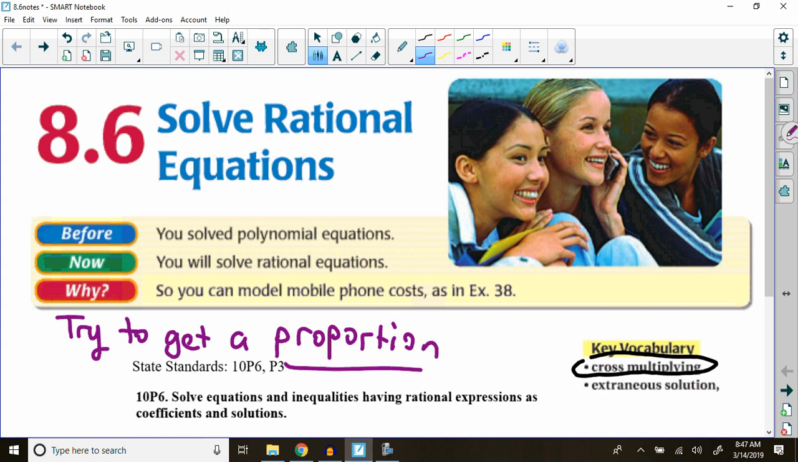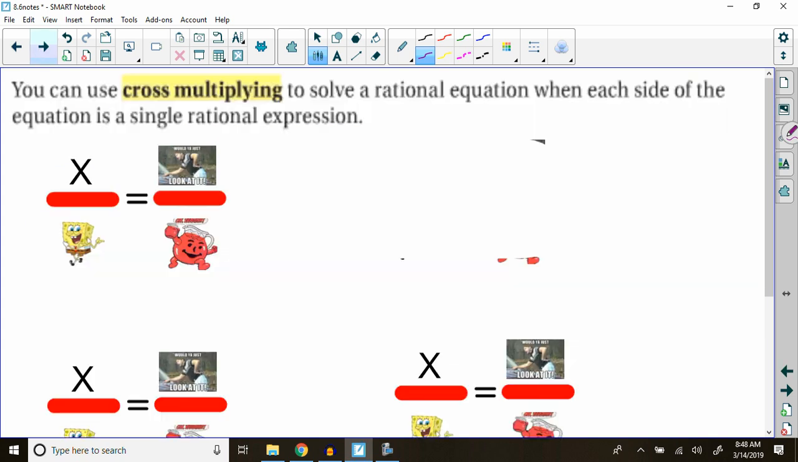Not a number plus a fraction equal to a fraction, but a fraction equal to a fraction. That's what a proportion is going to look like. So that's what we're going to try to do, and then we might be able to use cross-multiplying, or there might even be another trick that's pretty cool that's going to save some time, and we'll talk about that. Before the lesson's through, we also need to talk about extraneous solutions and what those are. We ready? Good. Let us begin.